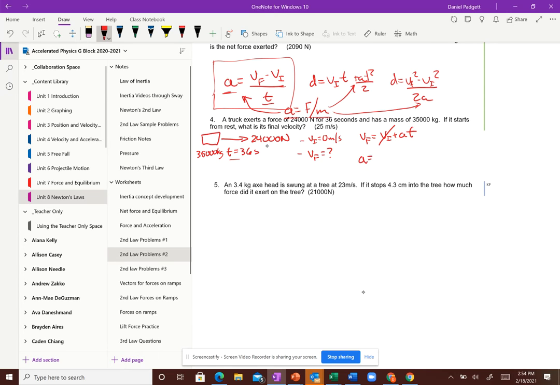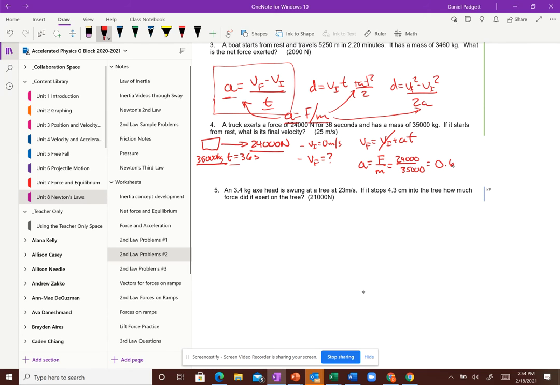We need to know what that acceleration is. And we can get that now because we have the force on the system and the mass in the system. So we take F over m, which is 24,000 over 35,000. That gives us an acceleration of 0.69 meters per second squared. Then we plug that back into our equation up here: 0.69 meters per second squared multiplied by the 36 seconds tells us our final velocity is 25 meters per second.